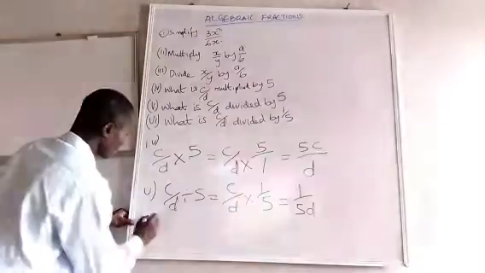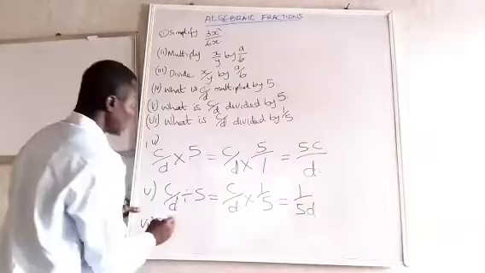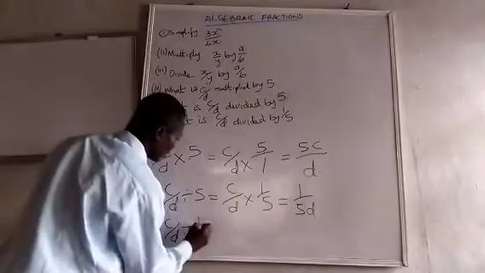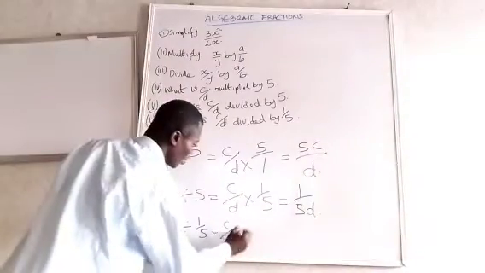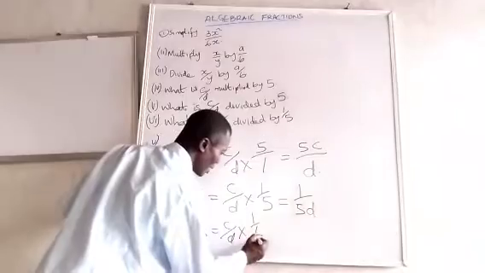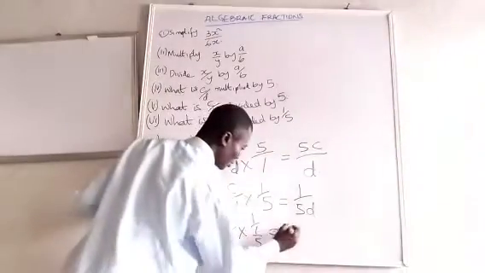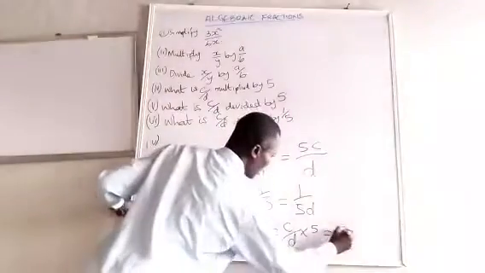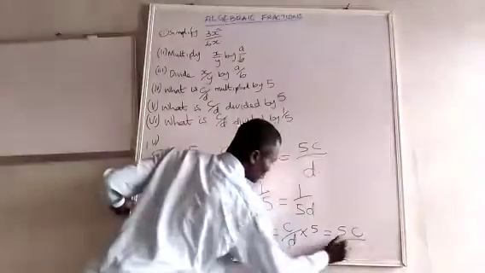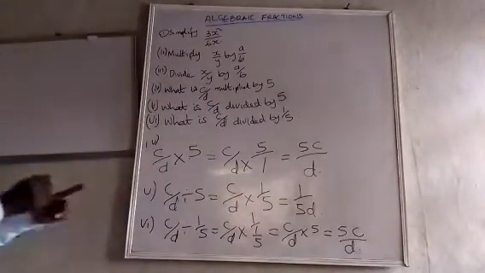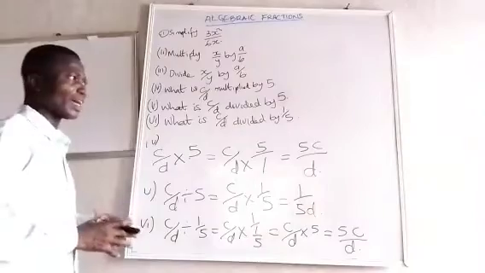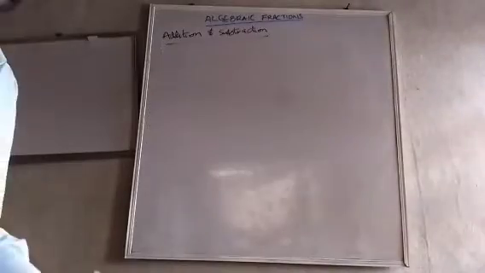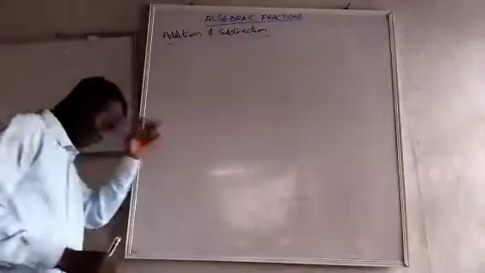It says, what is c over d divided by 1 over 5? c over d divided by 1 over 5 will be equal to c over d multiplied by the reciprocal of 1 over 5. The reciprocal of 1 over 5 is 5, which is equal to c over d times 5, which is equal to 5c over d. That is 5c over d. So you can see, with this in mind, we'll be able to do any one that is brought before us later on.